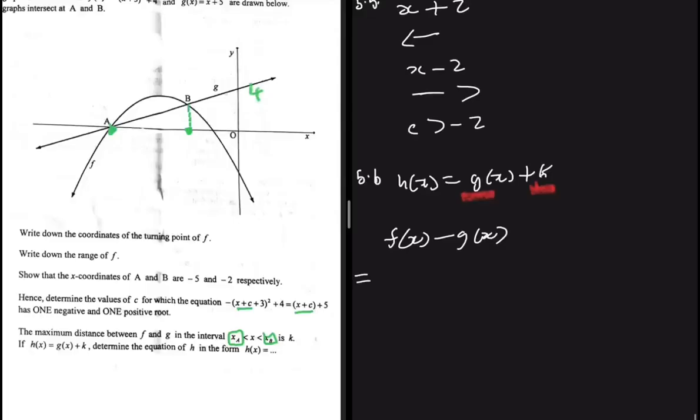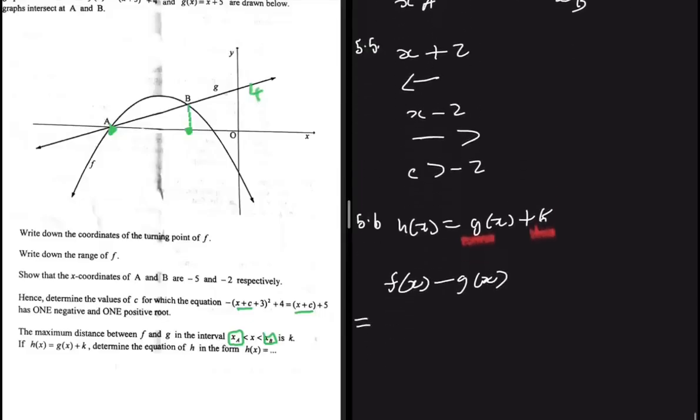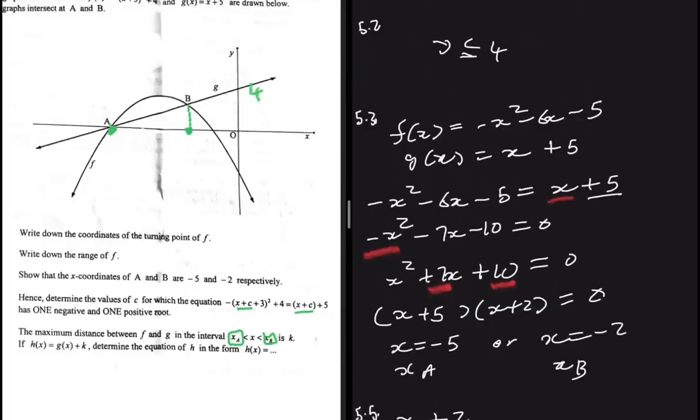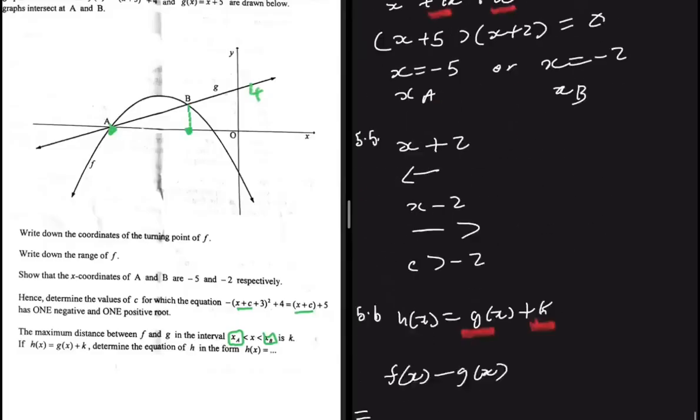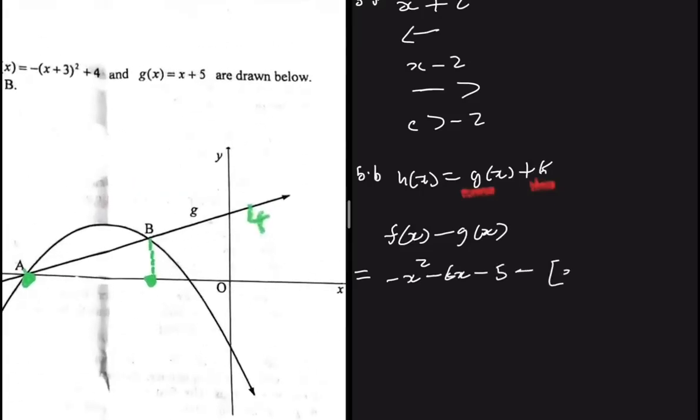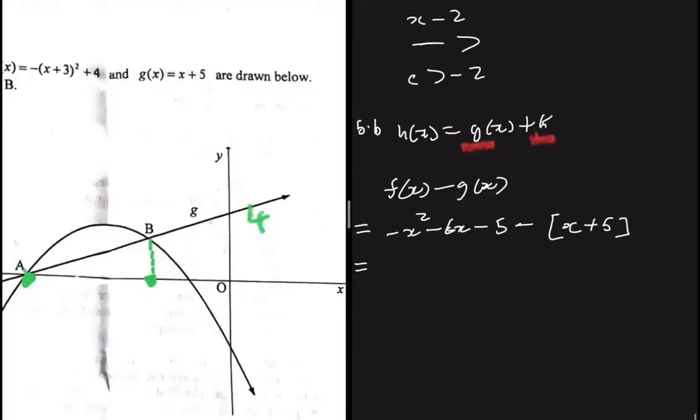So f of x minus g of x will be equal to, what's our equation for f of x again? Where is it? Here it is. So we have minus x squared minus 6x minus 5. And then we're subtracting g of x, which is x plus 5, right? We're trying to find an equation for the distance between the two graphs, right? So we're going to have minus x squared minus 7x minus 10. So this is the equation for the distance between the two graphs.